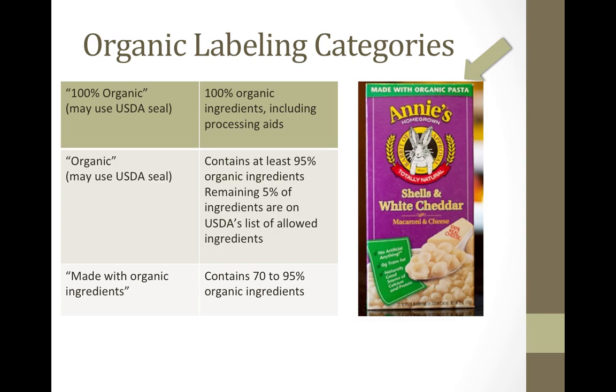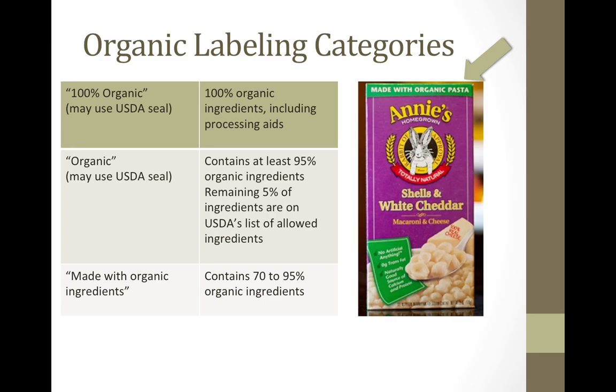So, as you can see on this slide, and I buy this type of thing for my family, so it interests me. This particular package of Annie's brand shells and cheese is made with organic pasta, but not all the other ingredients in the package are 100% organic. You can look all over the package and not see the official USDA organic seal on it because it does not meet the criteria to be called completely organic. Now, the company does make other mac and cheese products that are completely organic and do bear the seal. So, if it's 100% organic, you can use the USDA seal on it.